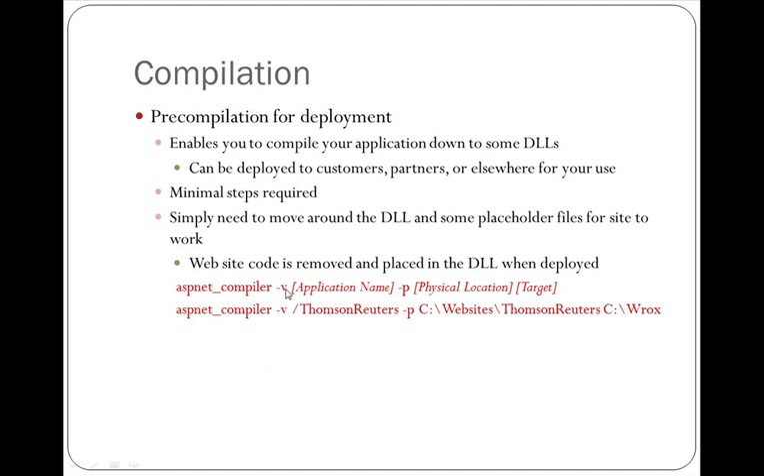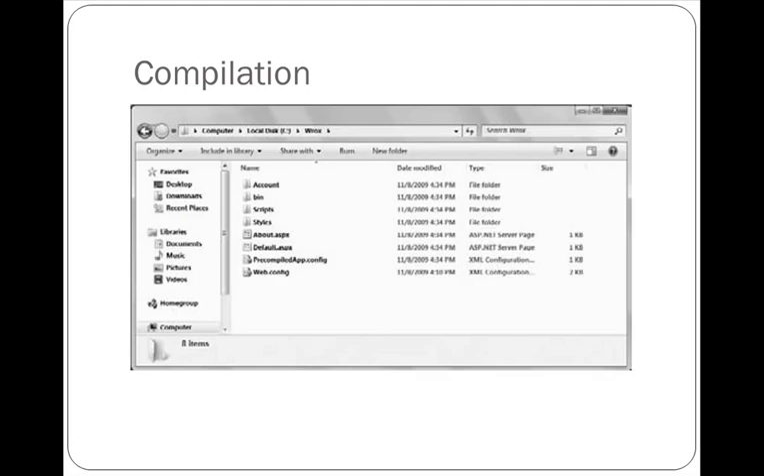So again, it takes the -v, which is the virtual directory, the application name, -p, the physical location, and the target. The target is a folder that you have to create prior to doing this. It won't create the folder for you, so you have to pre-create that. So if we had, for example, a Thomson Reuters, then I would have the virtual path, which would just be /ThomsonReuters, the physical path to it, and then all my results are going to go to C:\rocks.